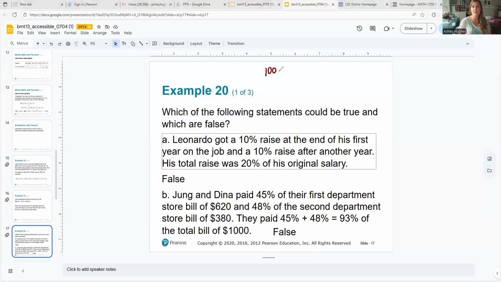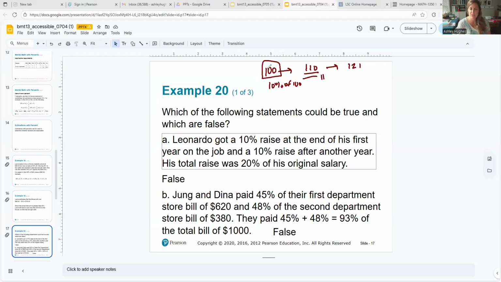Let's say he made $100. If he gets a raise of 10%, what's 10% of 100? Well, it's 10. So that would mean he's at 110. Now he's getting 10% of this, not 10% of the original. So now 10% of this would be 11, and if we added that together, we'd be at 121. That's not the same as 20% of the original.